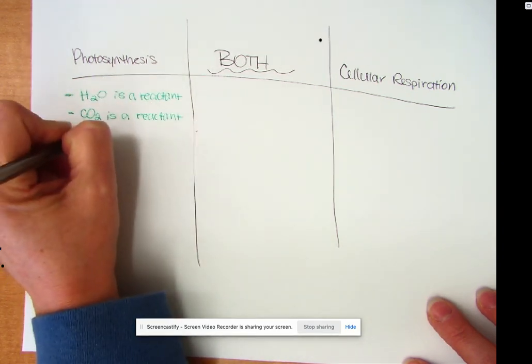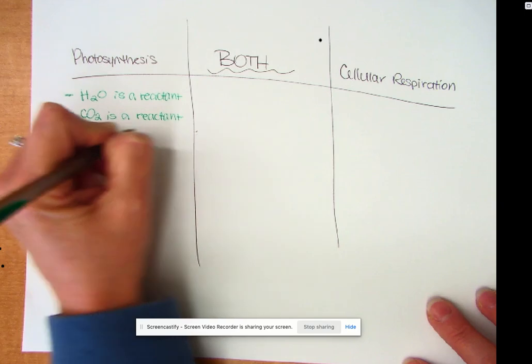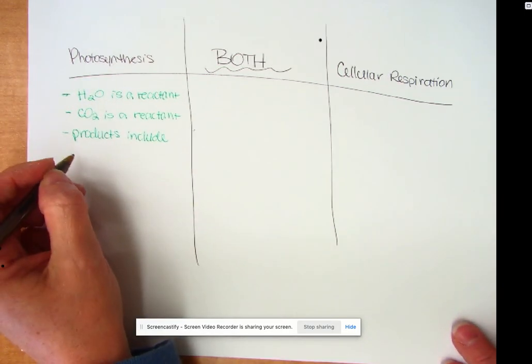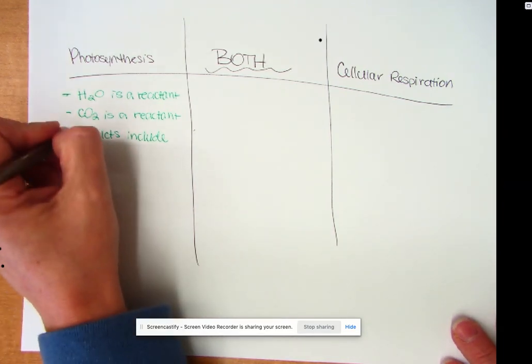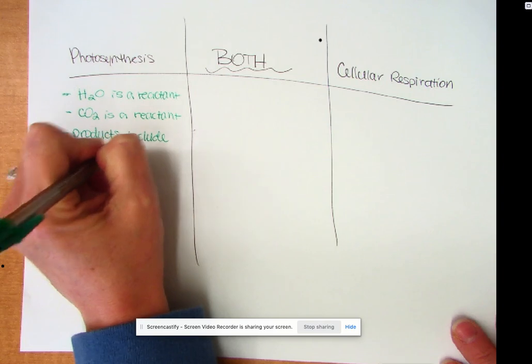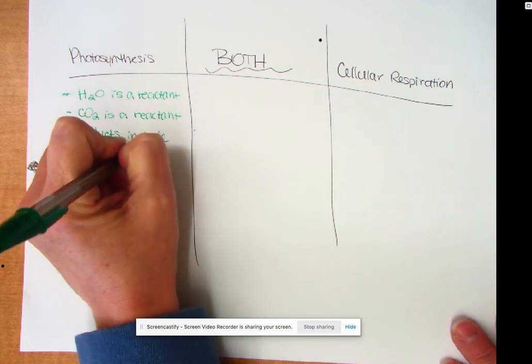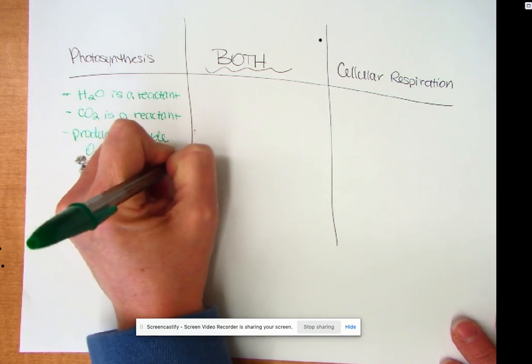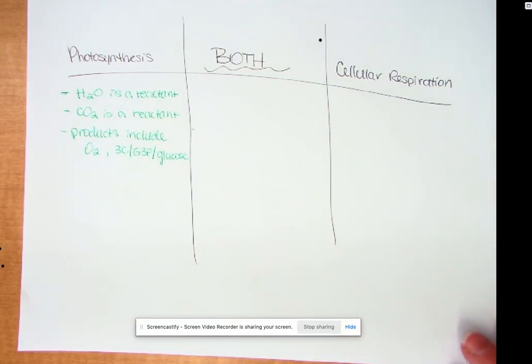Okay, products include my brain just froze, oxygen gas, which is a waste product, and also that 3-carbon, which you could call G3P, or you could just fast forward to where it joins with another one and say glucose.